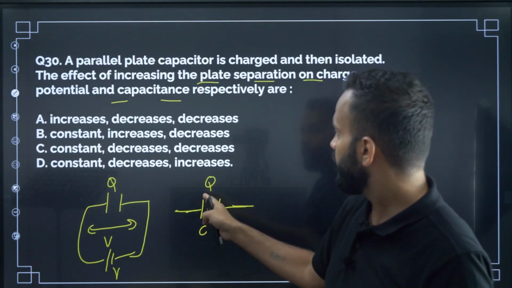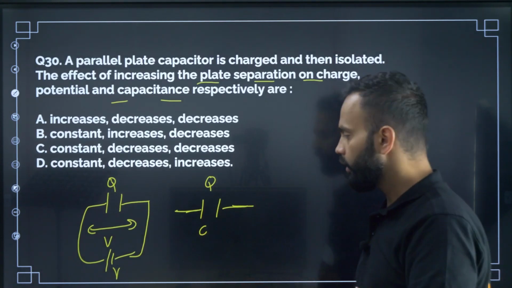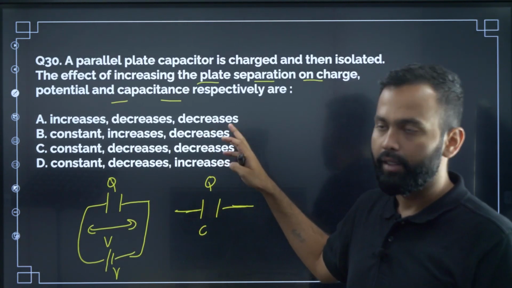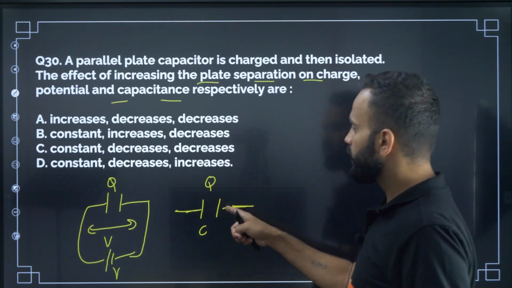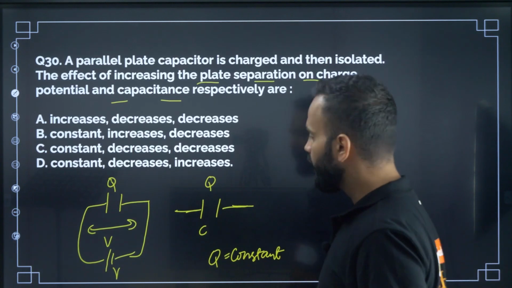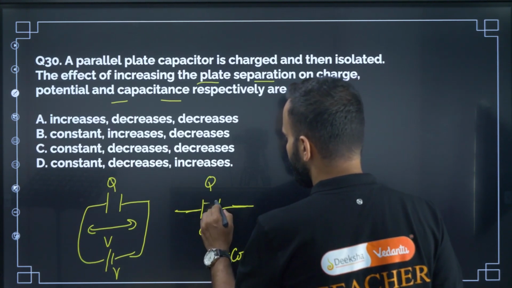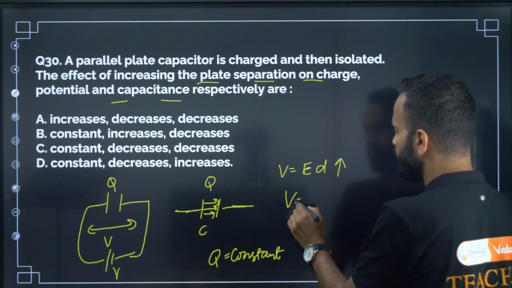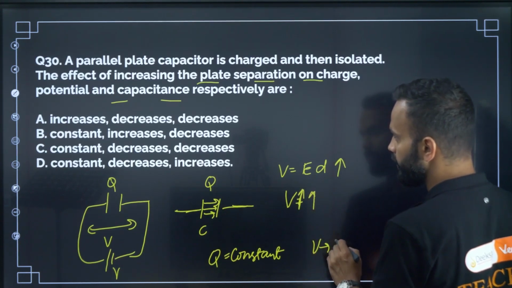Now by increasing the plate separation, what happens to the charge, potential and capacitance? If you increase the separation between the plates, the charge remains the same, because it is disconnected from the battery and isolated. We know that in an isolated system, the net charge remains constant. So the charge is constant. Now you have increased the distance between these two plates. So what about the potential? Potential V equals E into D. If you increase the value of D, potential will also increase, isn't it? So potential increases.